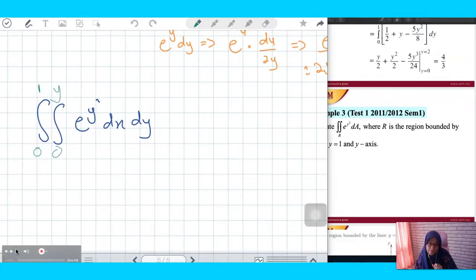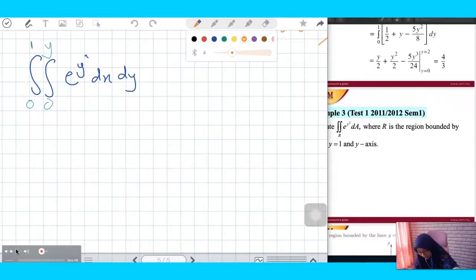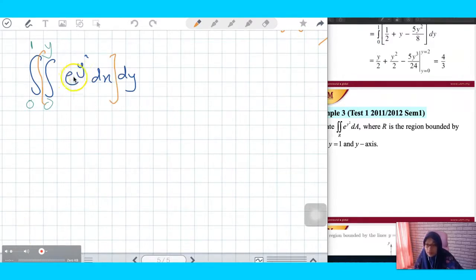Okay, so now we want to do all the integration. We want to solve the inner integration first. So you have e^(y squared). Then you want to integrate with respect to x. Since now you have e^(y squared), and these are in terms of y, all of this is a constant.